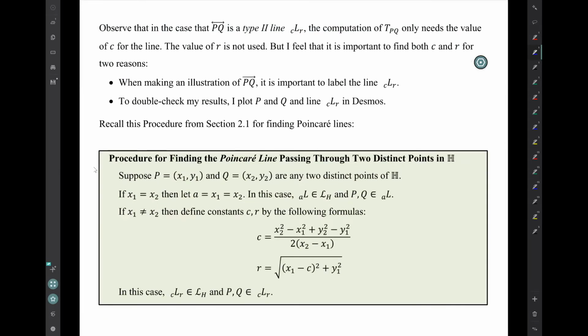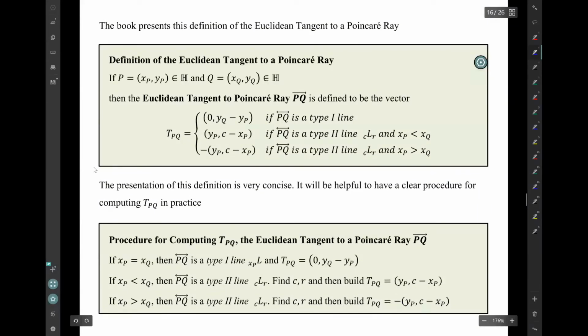Now, notice that in the case that line PQ is a type 2 line, that is denoted by this symbol, CLR, the computation of that vector, TPQ, only needs the value of C for the line. Notice these formulas only involve the letter C, not the letter R. So that red number C is used, the green number R is not used.